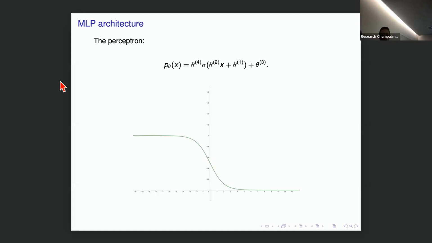And if you change the parameters, the thetas in the perceptron, you can move this sideways, you can move it up and down, you can reflect it, and you can rescale it both in the domain and codomain. But that's all you can do. You can't do anything else. So you cannot express any function using this, obviously. You cannot even make a function with one maximum using this.